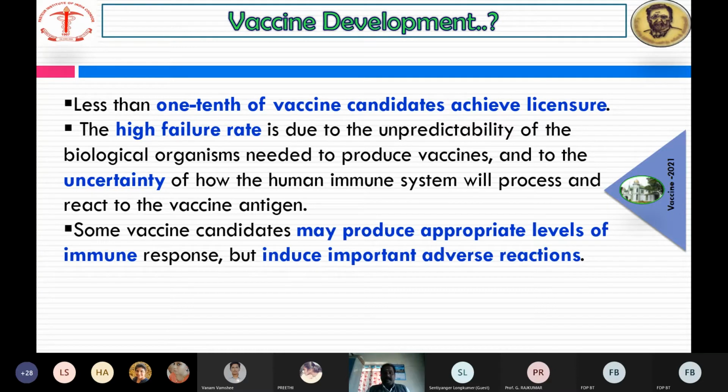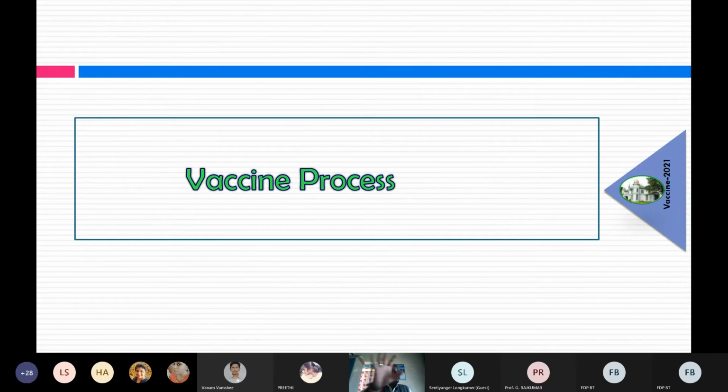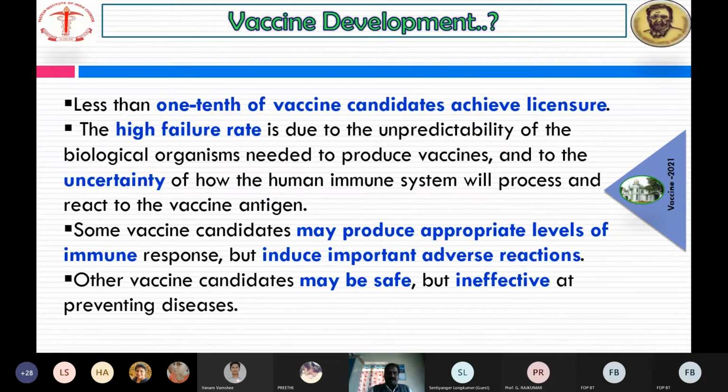Some vaccine candidates may produce appropriate levels of immune response, but induce important adverse reactions. That means it is a failure in the safety aspects, though it passes the immunogenicity aspects. And other vaccine candidates may be safe, but ineffective at preventing disease. So this is about vaccine development.